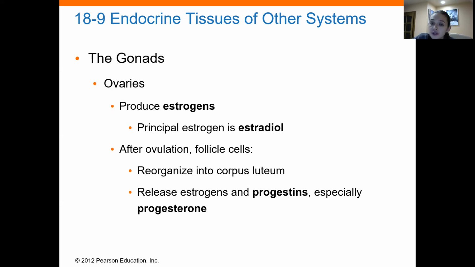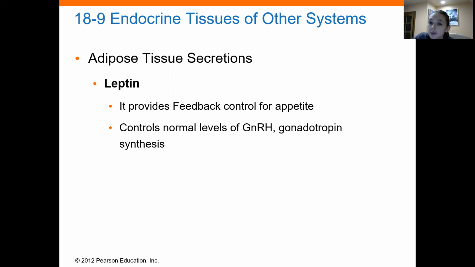Ovaries produce estrogen, and the principal estrogen is estradiol. After ovulation, follicle cells become the corpus luteum and release estrogen and progestins, especially progesterone. Adipose tissue is responsible for production of leptin. It provides the feedback control for appetite, and controls normal levels of growth hormone releasing hormone and gonadotropin synthesis.